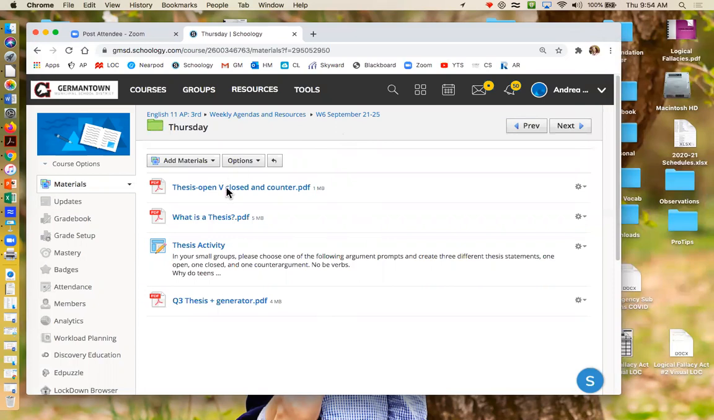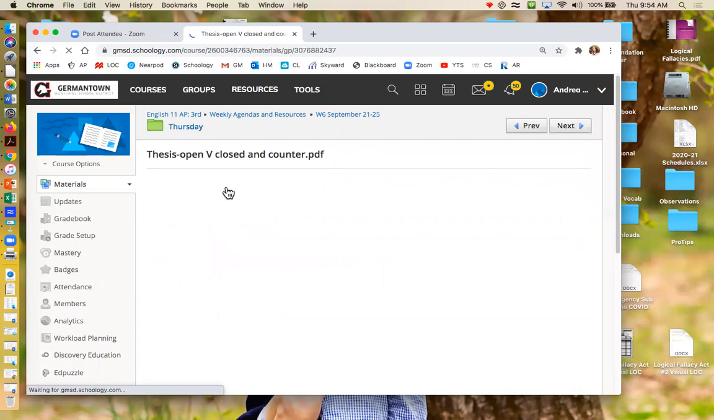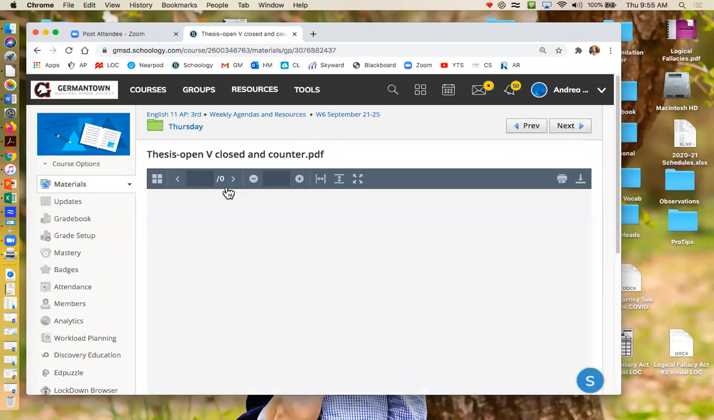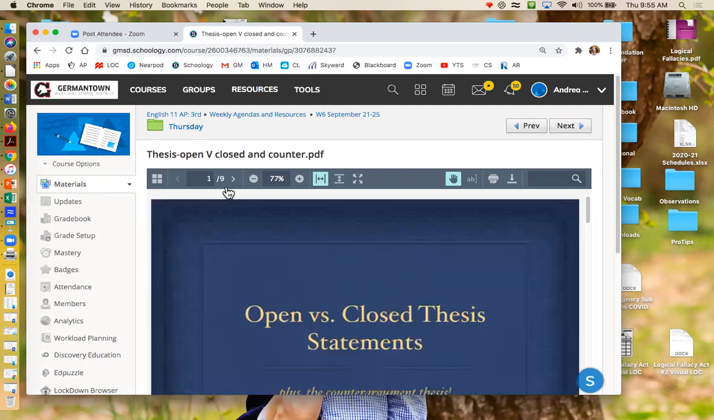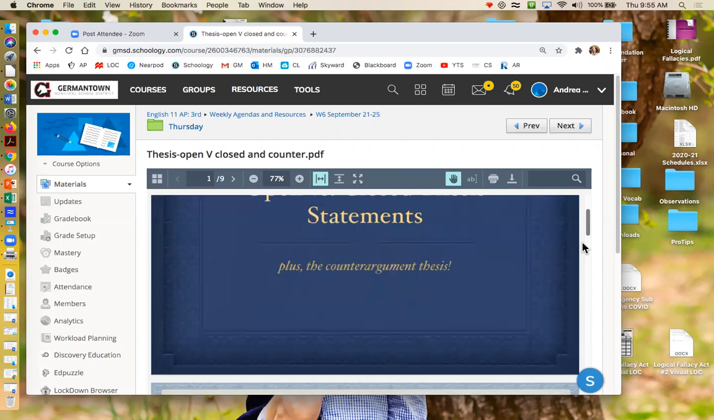All right, so this first document that I'm going to pull up describes a thesis statement, open versus closed, and the counter argument thesis statement. This came directly from the textbook, so it's nothing new, but I just want to give you it all in one area if you feel like you need to review before you're writing your thesis statements today.